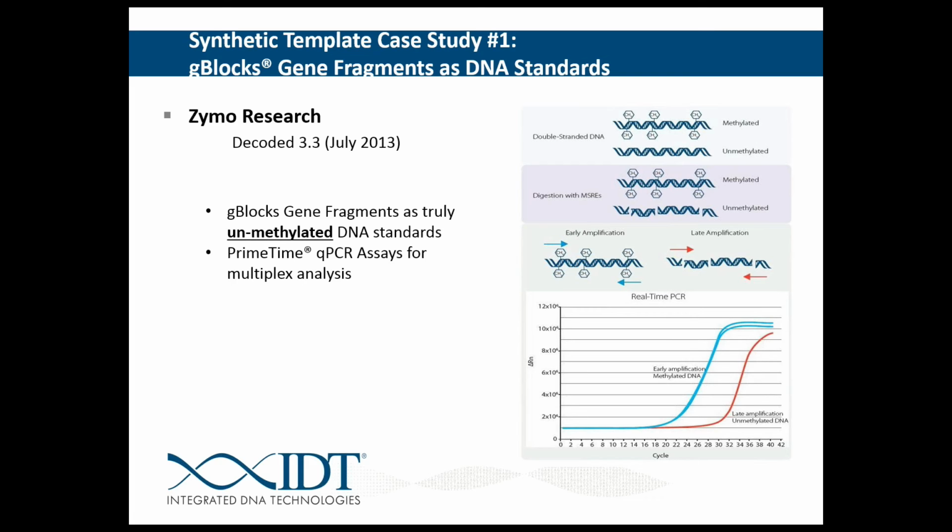What they were interested in using gBlocks for with this was a control that was completely unmethylated. Since our gBlocks are completely synthetically made and don't use any bacterial systems that would incorporate methylases, we're able to provide a product that we know is completely unmethylated. So they used this as a non-methylated control for their experiment. It worked very well for them.